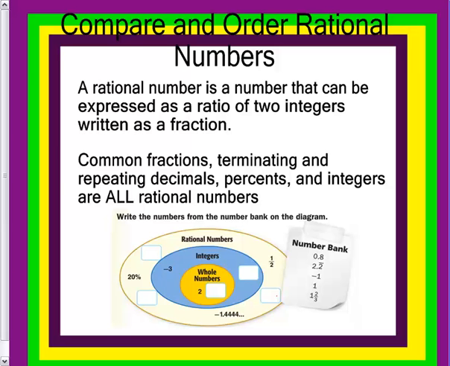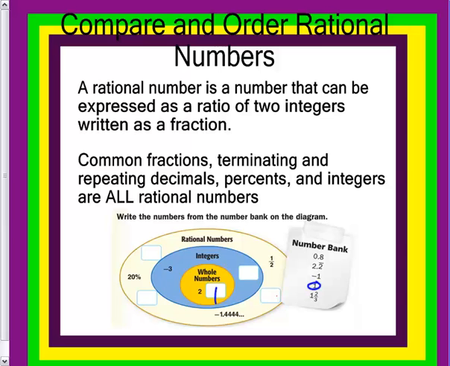So if we look at our diagram here, what are the whole numbers that we have in our number bank? Well, a whole number is any number that is 0 or greater. So 0, 1, 2, and so on. So in our number bank, the number 1 would be our whole number.